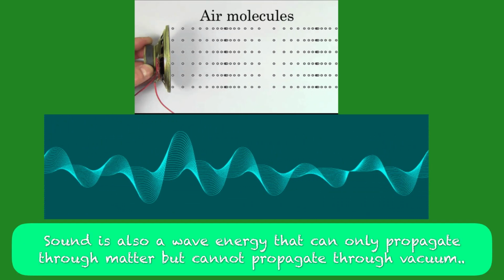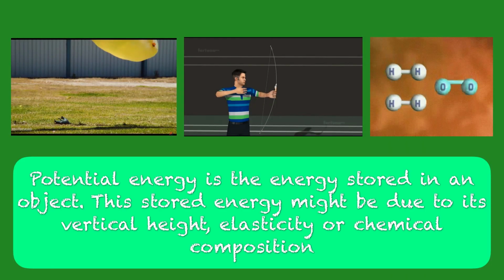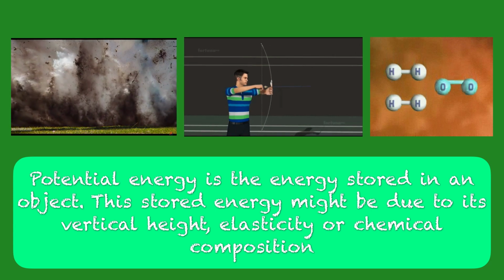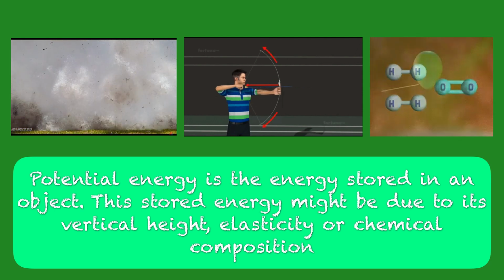Types of potential energies. Potential energy is the energy stored in an object. This stored energy might be due to its vertical height, elasticity, or chemical composition. Let's discover each kind together.